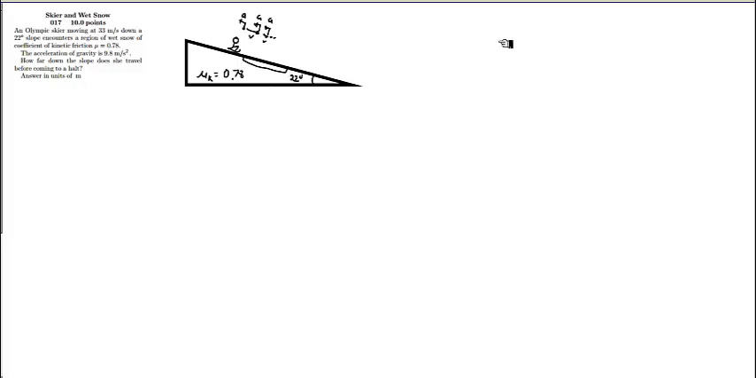We're actually not given the mass of the skier, which is interesting and gives some people trouble later in the problem, but we'll just go ahead and continue like we would without thinking about that.